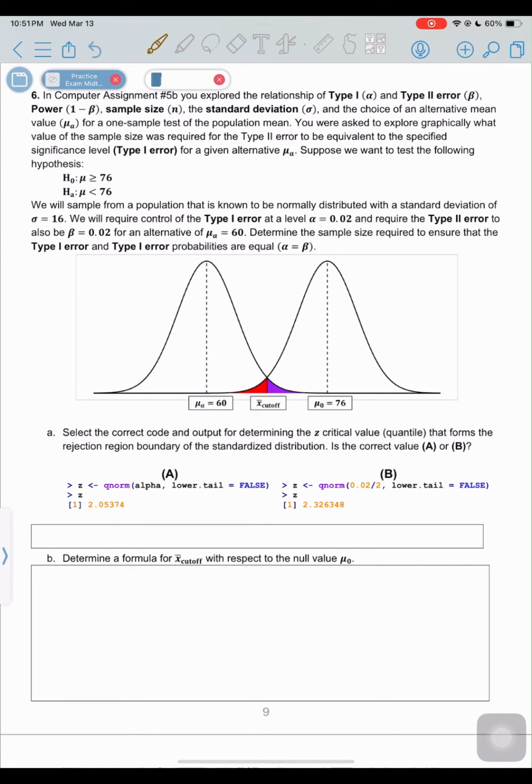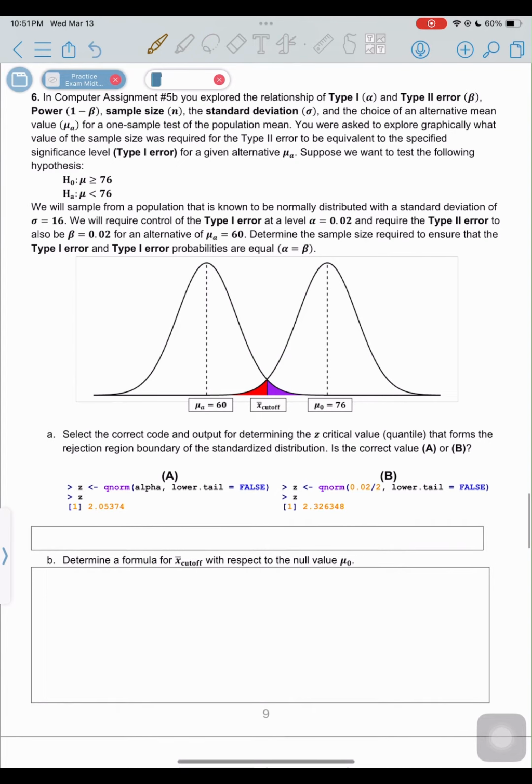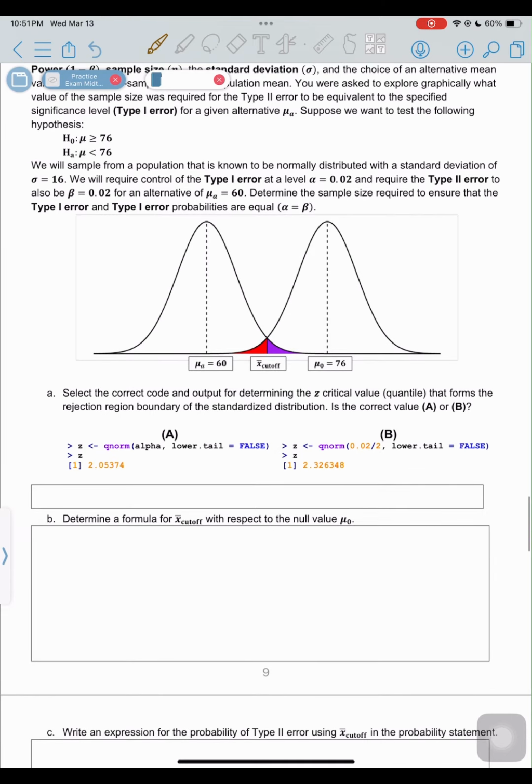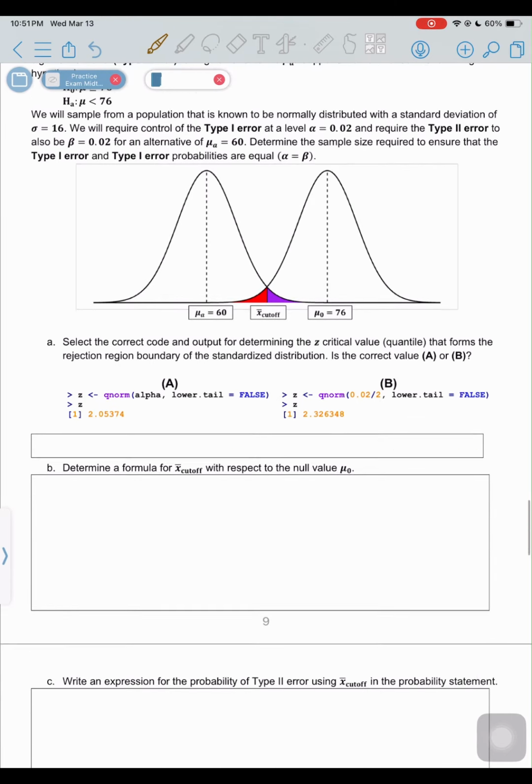Okay, this question, part 6. In computer assignment, part 5b, you explore the relationship of type 1 and type 2 error, power 1 minus b, and sample size n, the standard deviation, and so on. Suppose we want to test the following: H naught is mu greater or equal to 76, and HA is mu less than 76. Now, select the correct code and output for determining the C critical value.